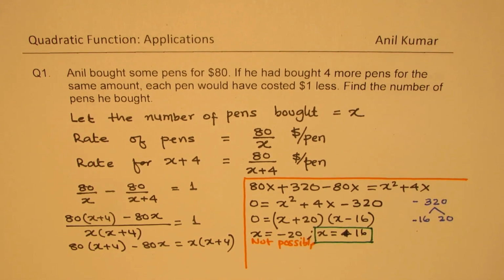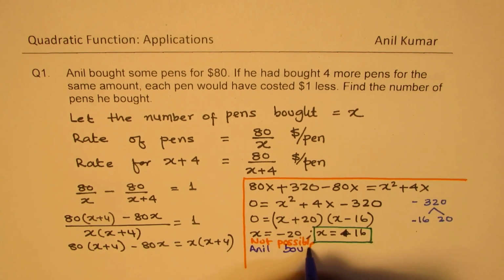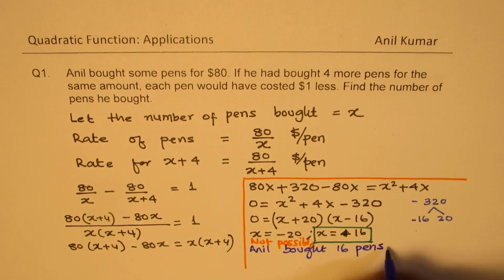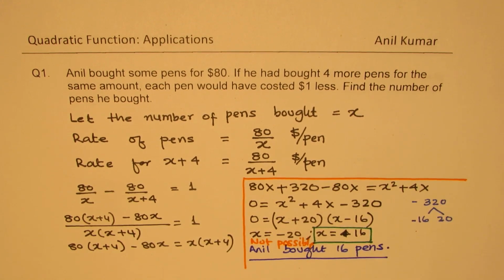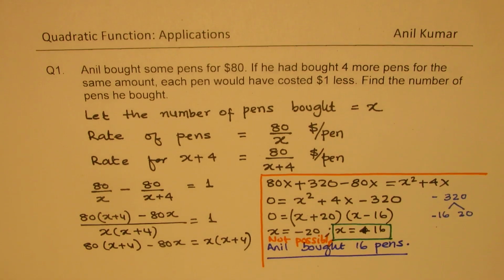Okay. So now we can write down the answer. So Anil bought 16 pens. Is that clear? So that becomes our solution. So I hope these steps are clear, right? So I hope these steps are absolutely clear.